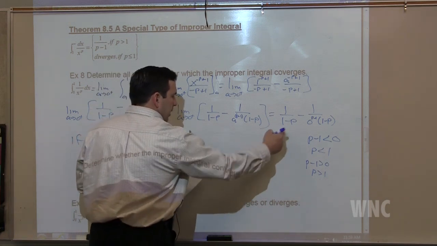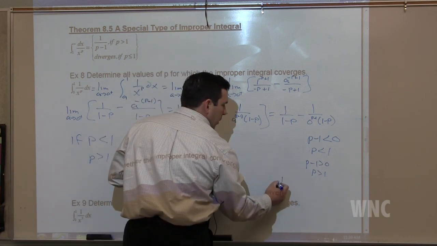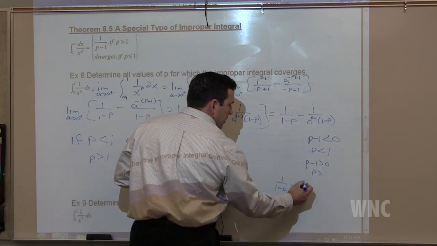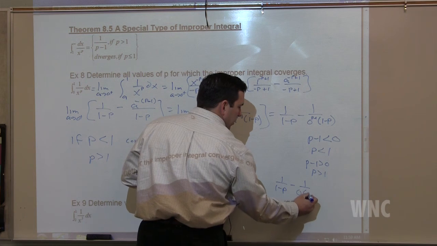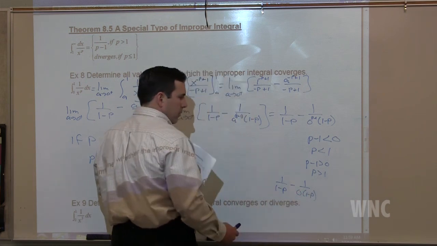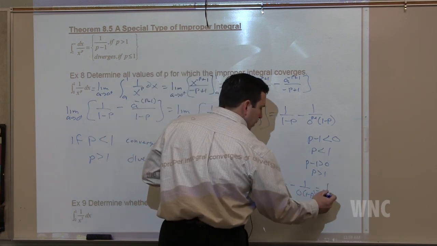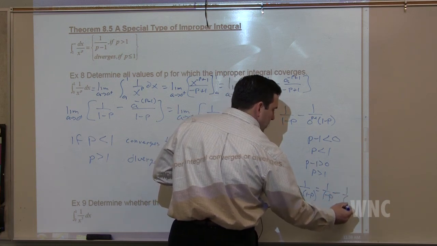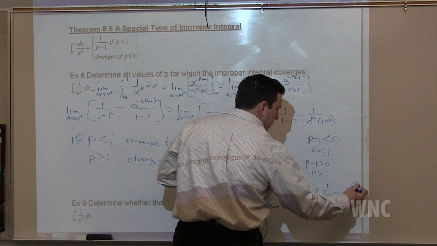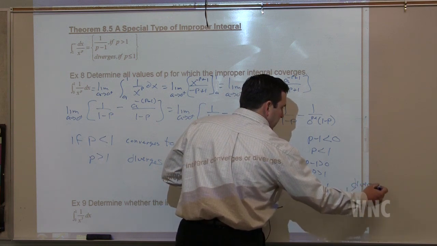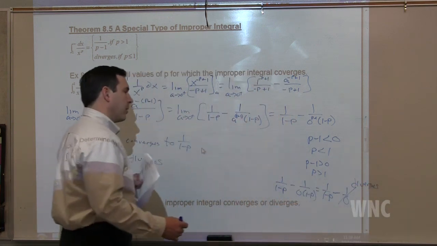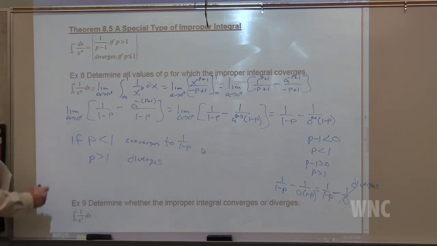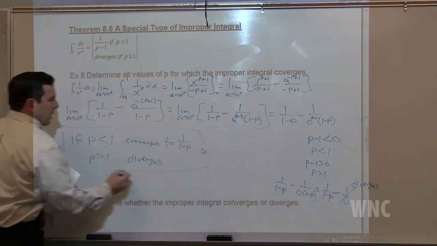So in the second case, here, that'd be like 1 over 1 minus p minus 1 over 0 times 1 minus p, which is 1 over 1 minus p minus 1 over 0, and this diverges. That's for the case where p is bigger than 1. Okay, and that's it. So we're going to use this result in example 9.